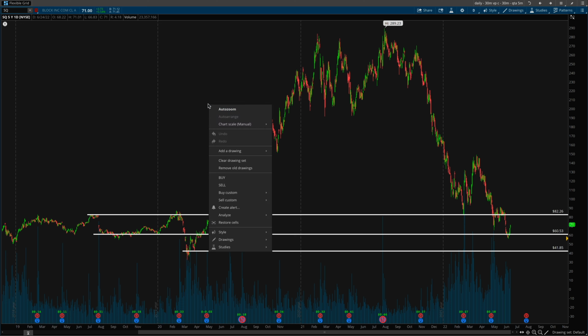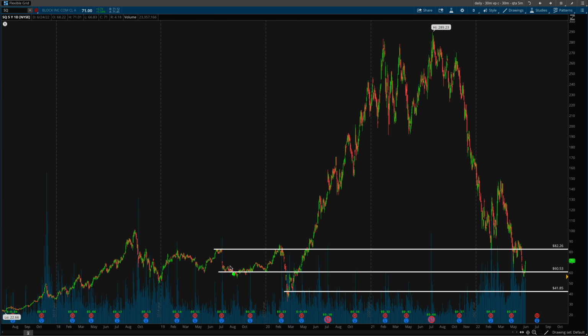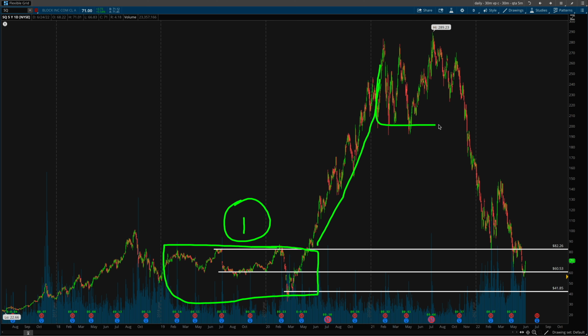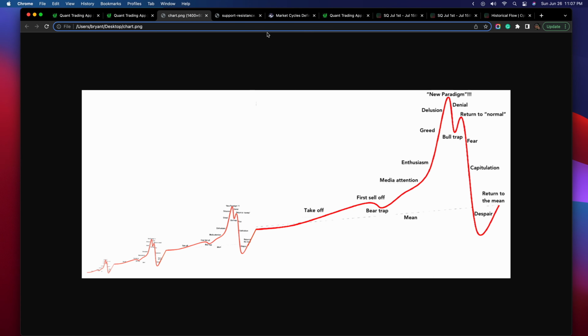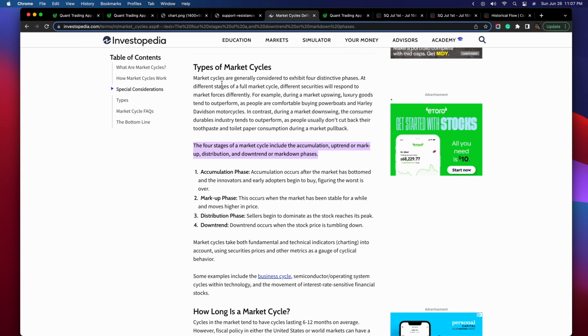So as we look at this chart and zoom out right here, we can see how Square has been trading. It was in what we can call a stage 1 phase right here. So this is accumulation, and then it enters this markup phase. This is the distribution up here, and then it has this decline phase. That is what's referred to as the 4 cycles of the market: accumulation, markup, distribution, and then downtrend.